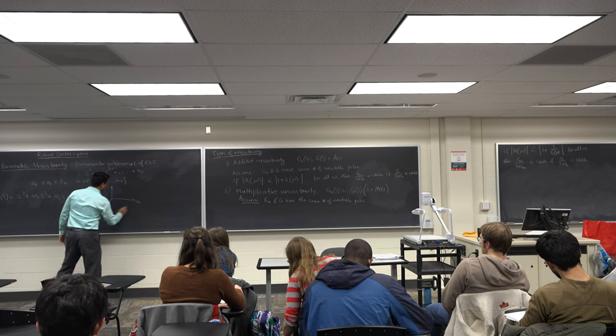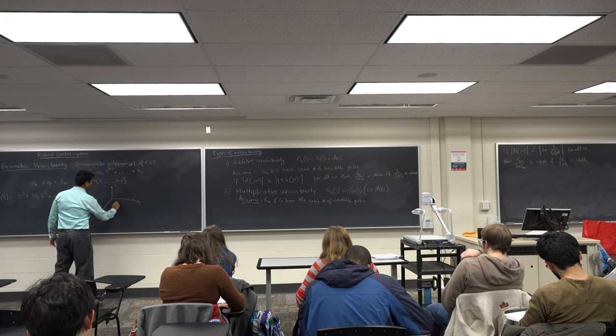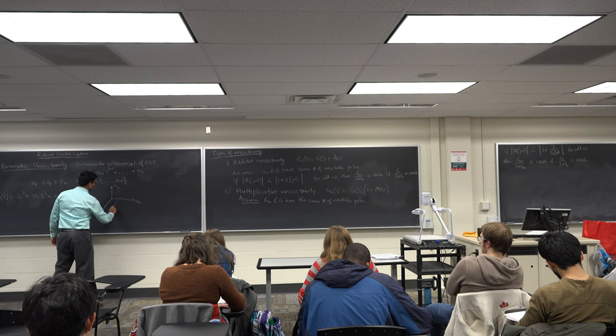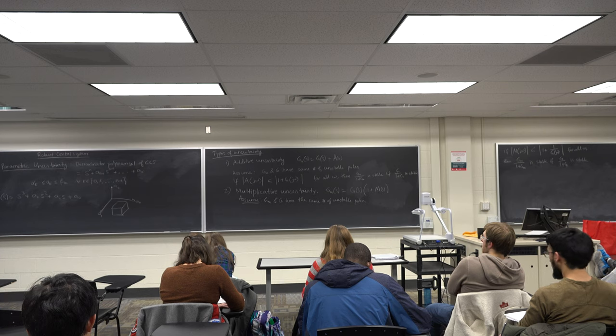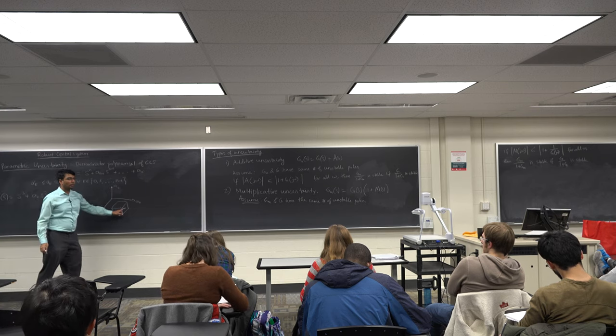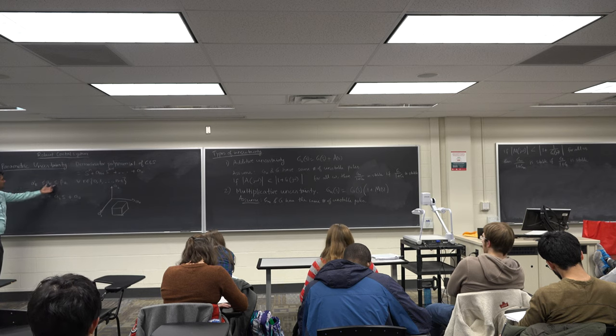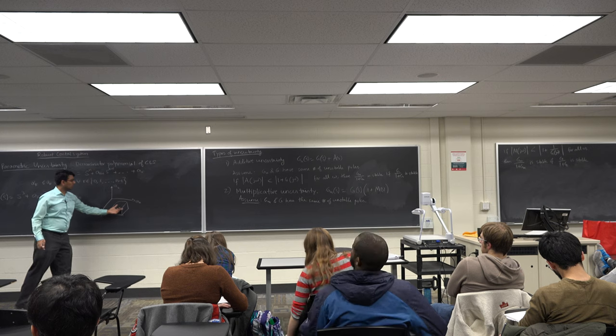So this is my A0 axis, A1 axis, and A2 axis. And let's say this is the uncertainty set. So my parameters A0, A1, and A2 lie within this box. This sort of uncertainty is similar to a box.